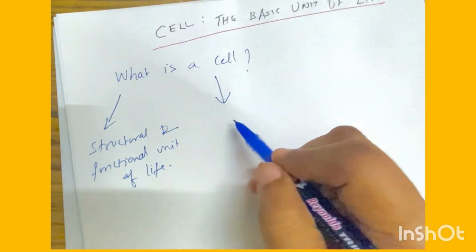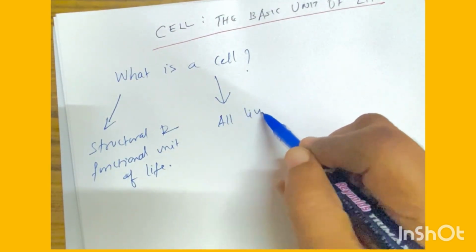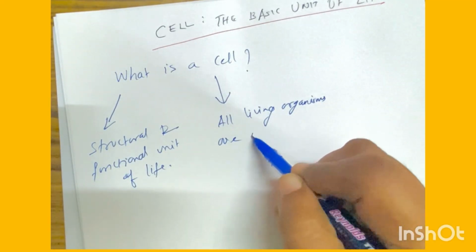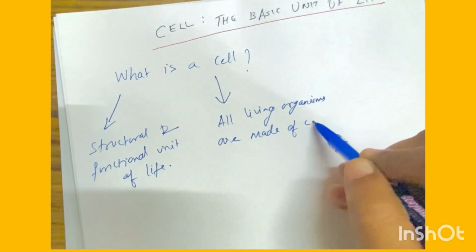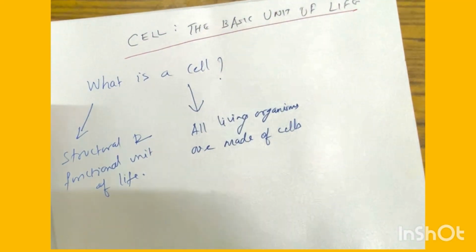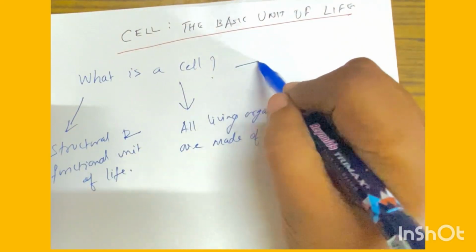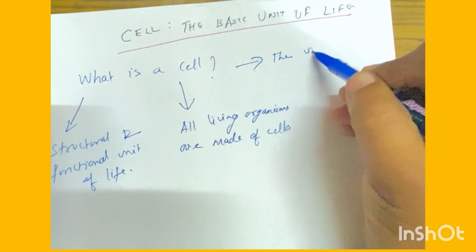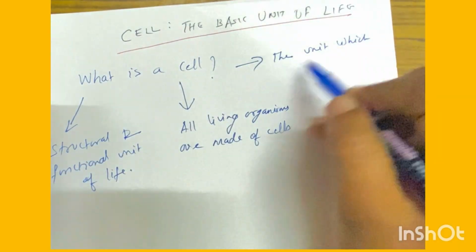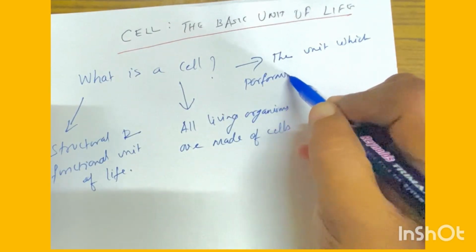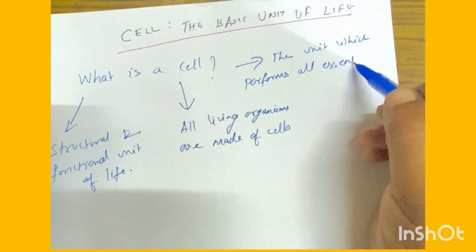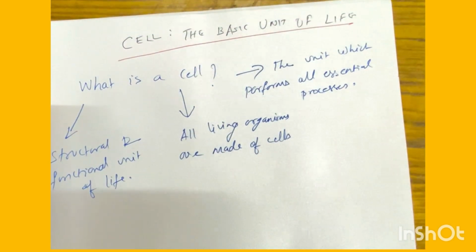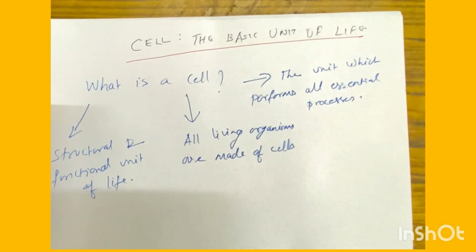Secondly, you can also say that all living organisms are made of cells. Yes, all living organisms are made of cells. You can also define a cell as the unit which performs all essential processes. Yes, so this is the basic definition. If anyone asks you, you can say this.